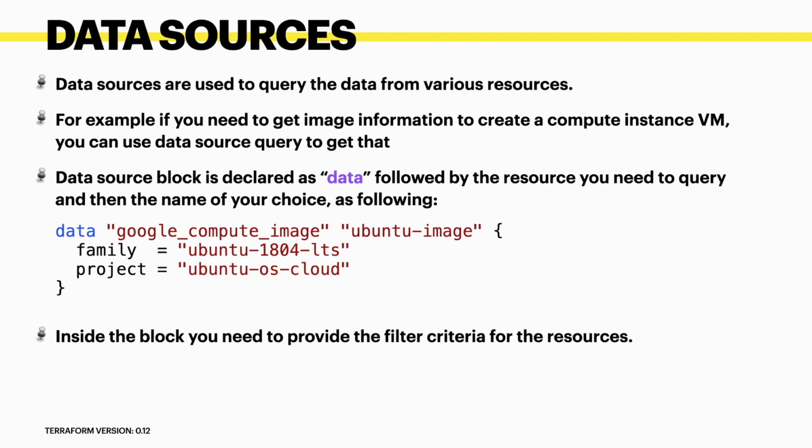A data source block is declared as data followed by the resource you need to query. For example, Google Compute Image as in the code block here, followed by the name of your choice. In this example, ubuntu_image. Inside the block, you need to provide the filter criteria for the resources. In the code here, family and project are mandatory arguments. Based on these arguments, the data source query will return various attributes of the required resource. Similarly, other resources will have their respective filtering, mandatory or optional parameters.